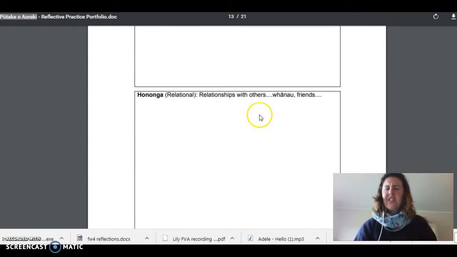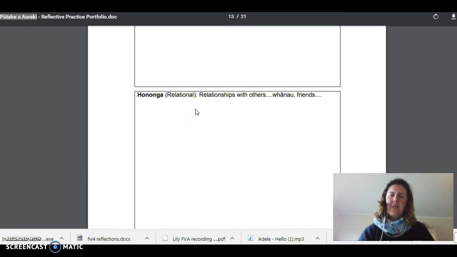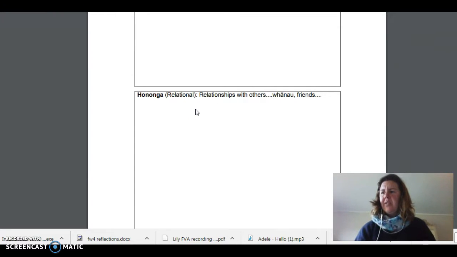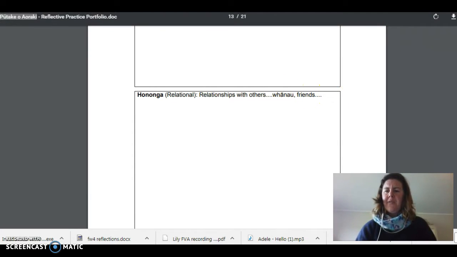Then it's like the relationships with others. Like, how were my relationships with the student? Were they positive? Like, how could I make the student feel more comfortable or at ease? How could I connect to them? How am I connecting to their whānau and their friends?